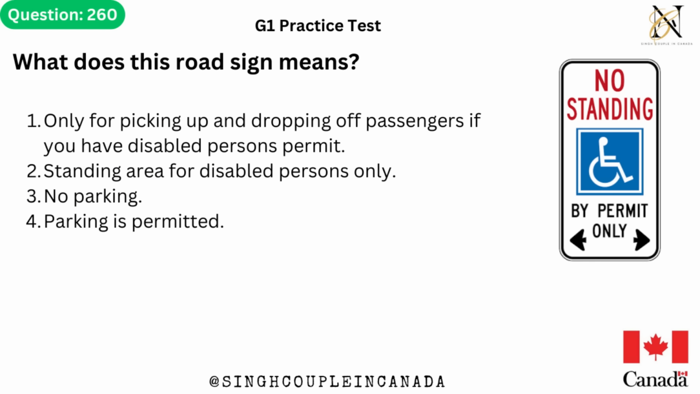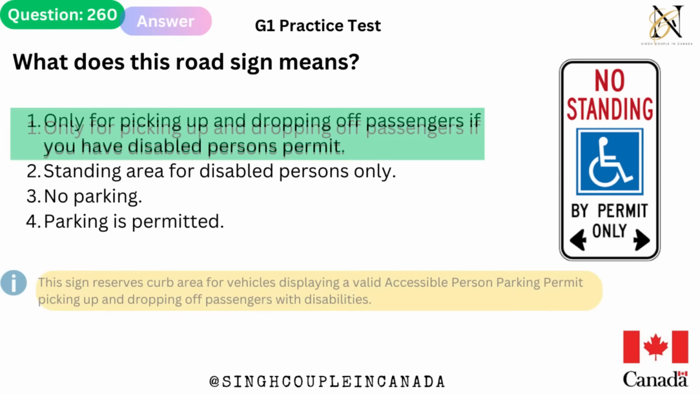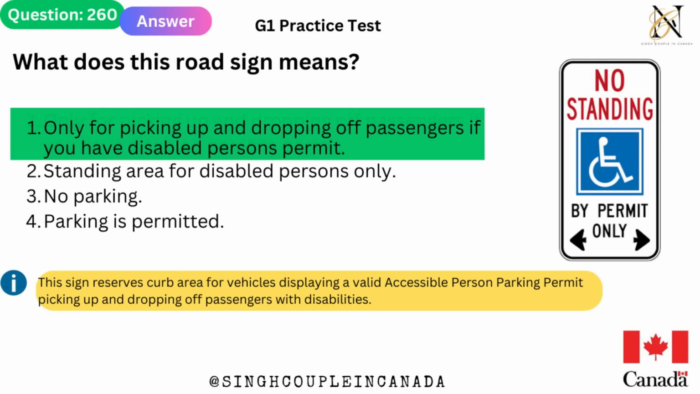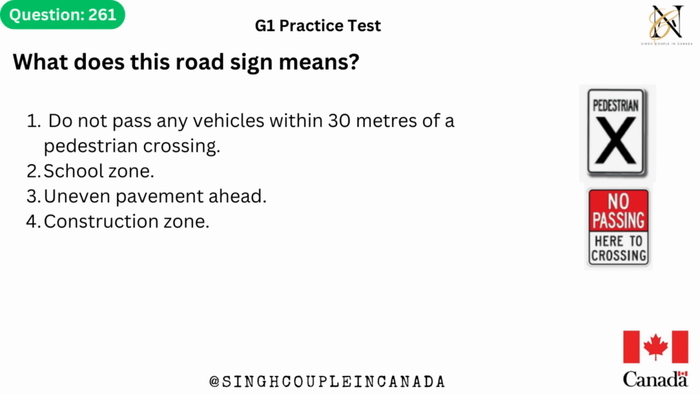What does this road sign mean? 1. Only for picking up and dropping off passengers if you have a disabled person's permit. 2. Standing area for disabled persons only. 3. No parking. 4. Parking is permitted. The answer is 1, only for picking up and dropping off passengers if you have a disabled person's permit. This sign reserves curb area for vehicles displaying a valid accessible person parking permit picking up and dropping off passengers with disabilities.